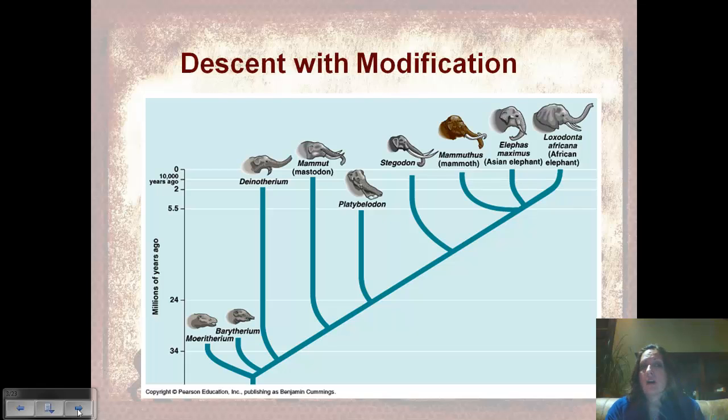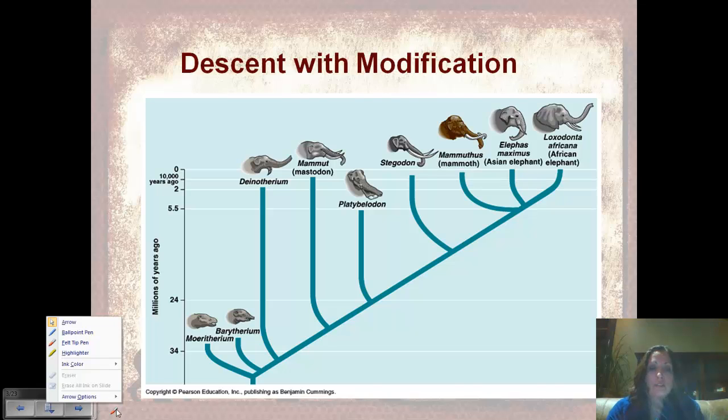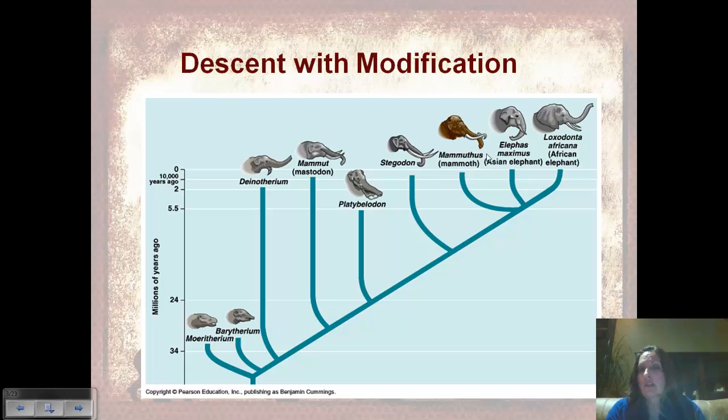Darwin described evolution as this process of descent with modification. And so here we have organisms that you're probably familiar with, the Asian elephant and the African elephant. And we know that these guys have an extinct cousin, the woolly mammoth. So if we go back in time, we can find the common ancestor that gave rise to all three of these. And we can go back even further in time to find the common ancestor that gave rise to all of these organisms that are related to the elephant.